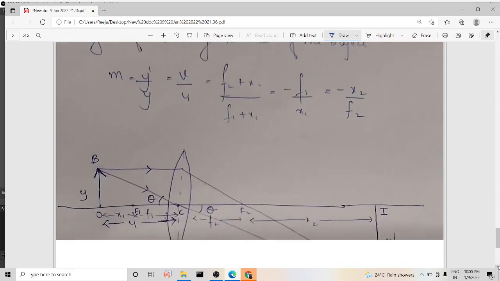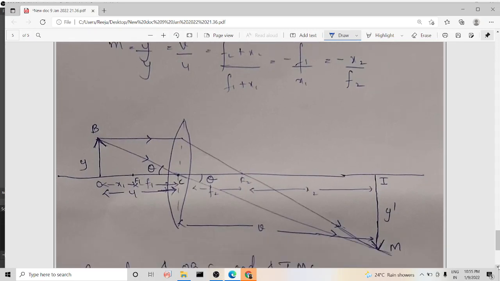So how do we get that? How is the proof done? So we consider a biconvex lens. You have an object here of height y. A ray parallel to the principal axis goes through this second principal focus, and a ray through the center of curvature will go straight. They coincide and you get the image here, and the image height is y dash.